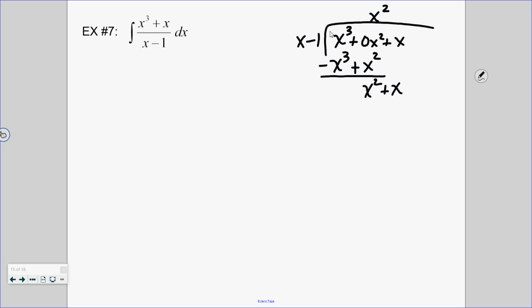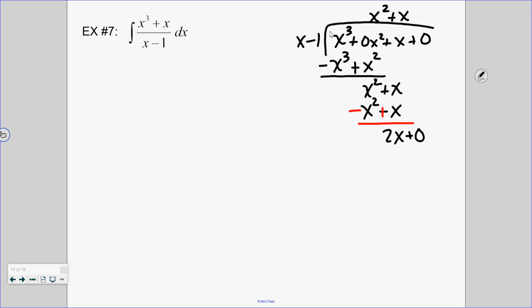And now I do it again. So x times what is x squared? That would be x. X times x is x squared. X times -1 is minus x. And draw the line, change the signs. Now you need to add, and we get 2x. Well, we can keep dividing, so I'm going to go ahead and put a plus 0 there, bring it down.